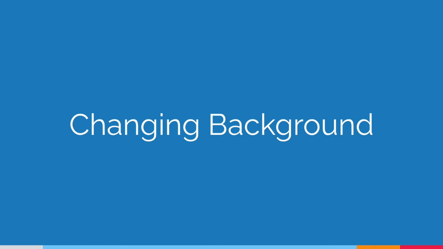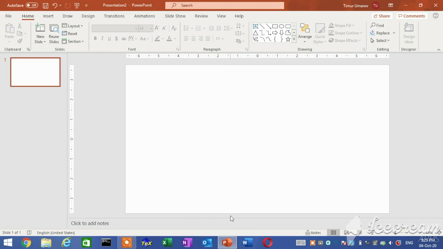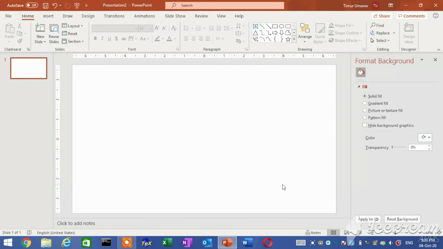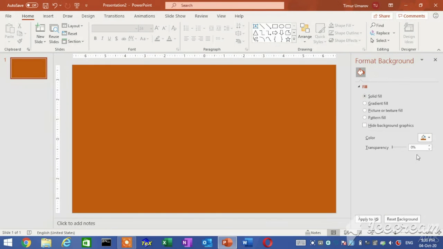Changing slide background. You can also change the background of your slide if it is necessary. The background can be a plain color or have some pattern, or some image can be your background. To change the slide's background, right-click on the slide and click Format Background. If you want to change the background from white color to another, choose Solid Fill and select the color you want. Transparency indicates how transparent the color will be.